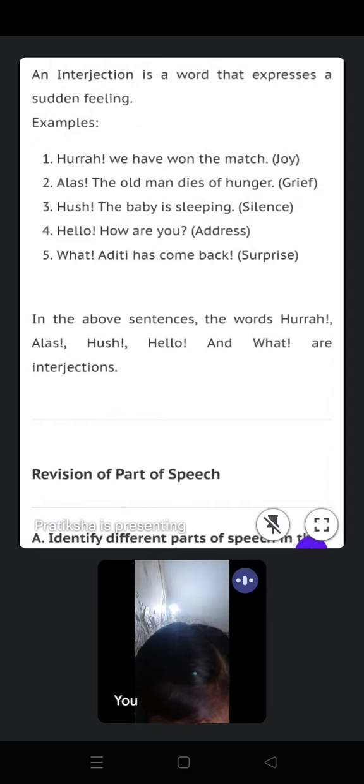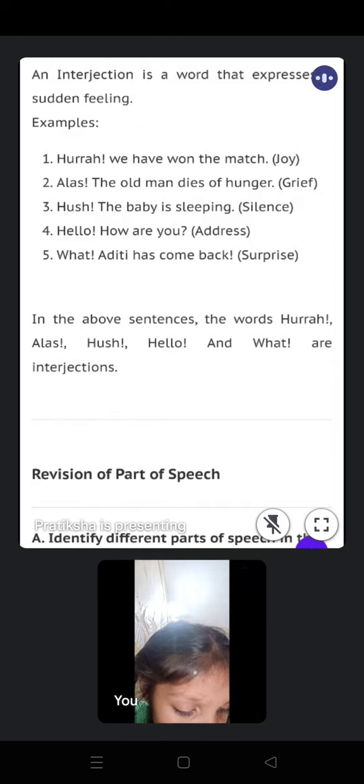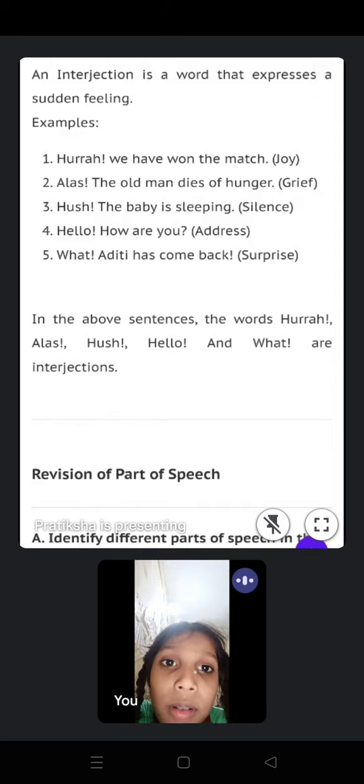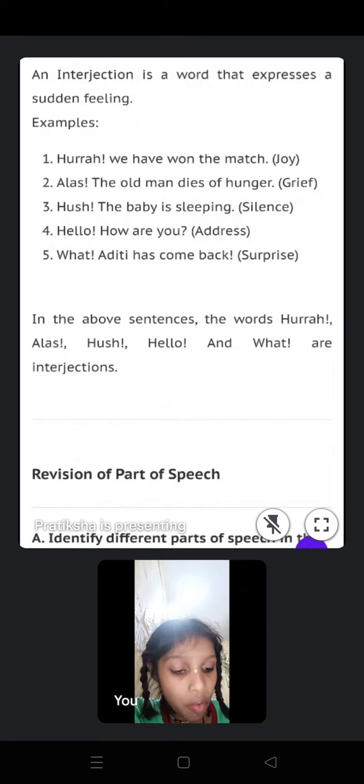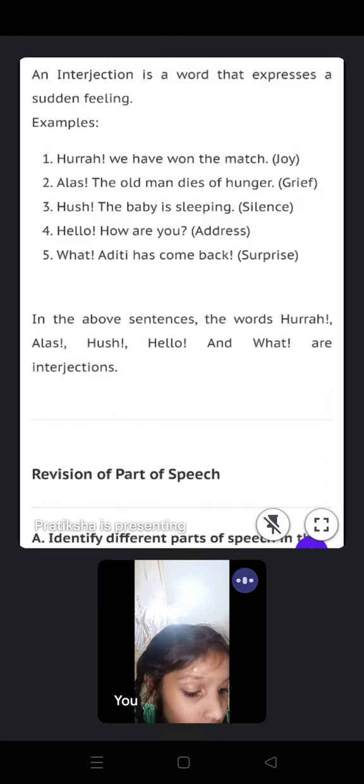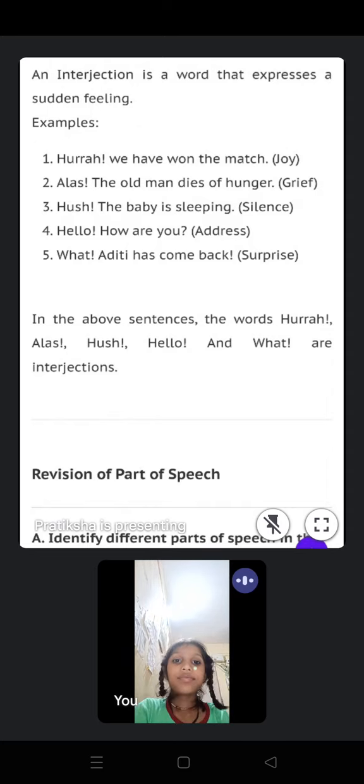Old, O-L-D, old man, M-A-N, old man. The dice is dice of hunger, H-U-N-G-E-R, hunger. Then G-R, grief.